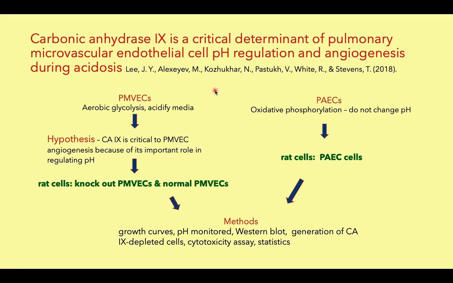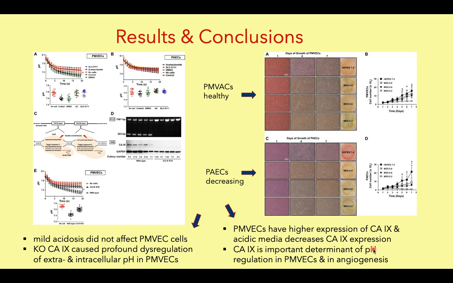So they did this study with rat cells, and they had knockout endothelial cells, normal endothelial cells, and then normal arterial cells. And through many different methods, growing the cells, monitoring the pH, doing a Western blot, they generated the carbonic anhydrase 9 depleted cells by way of CRISPR-Cas9 and did cytotoxicity assays and statistics. And what they found was that indeed carbonic anhydrase 9 is important in regulating pH extracellularly.